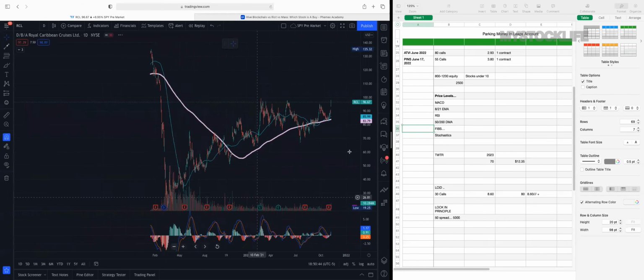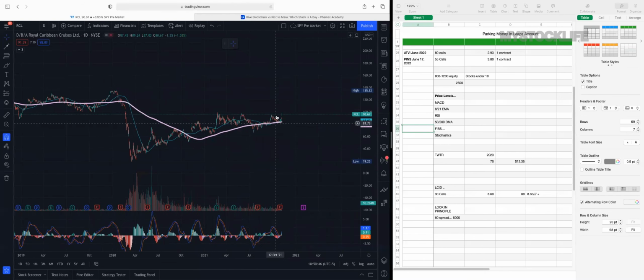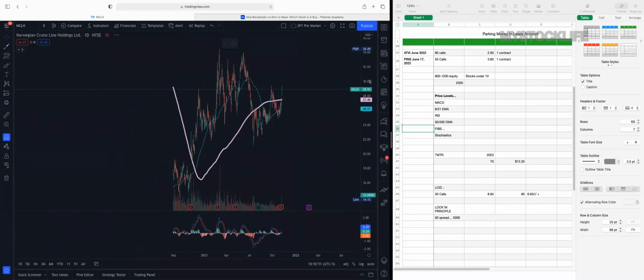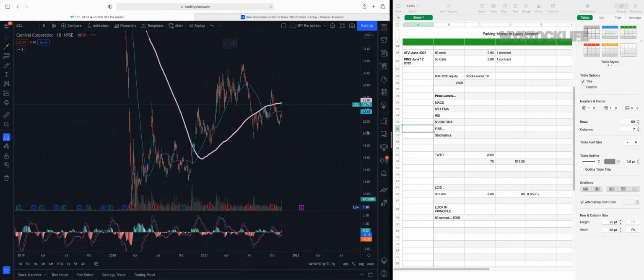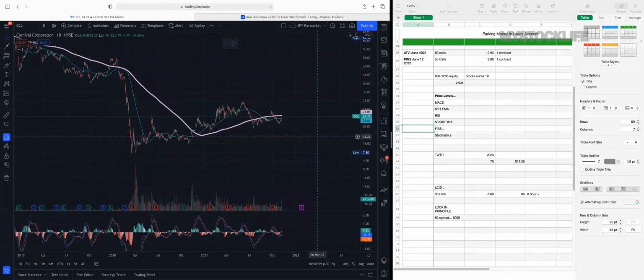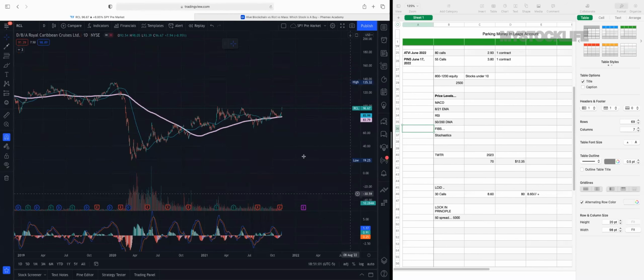RCL is already breaking out. In fact, it's near the resistance, so RCL looks better technically. NCLH, I mean, they're all the same, but RCL is trading near the highs, and CCL is also a little above. So I think RCL is the best looking chart for me personally, because it's trading near the resistance. If it goes through, I'll probably see 114, 120.